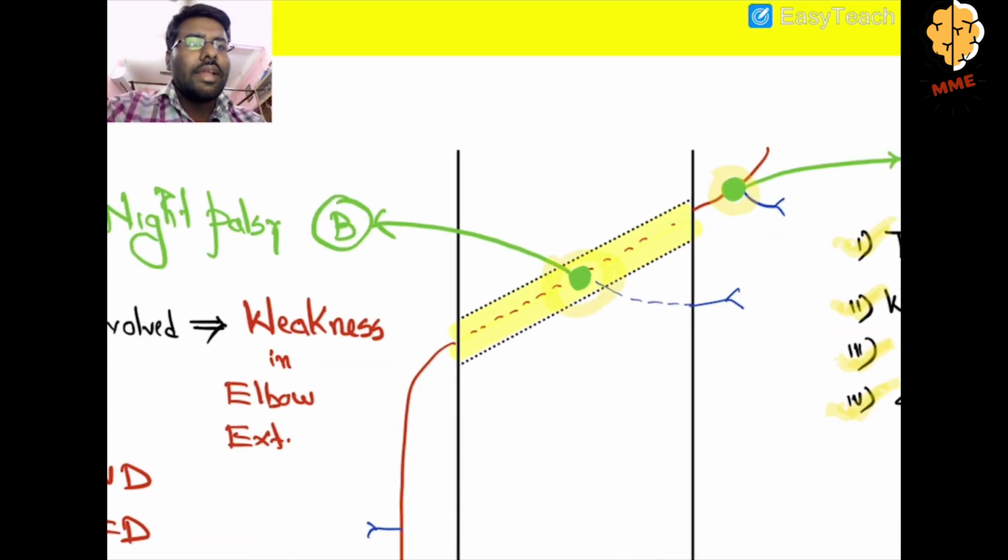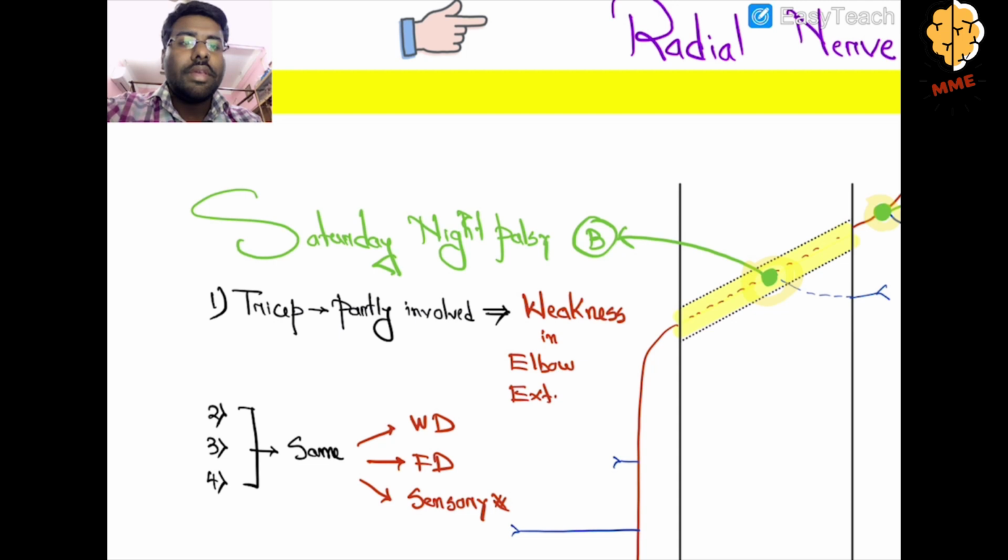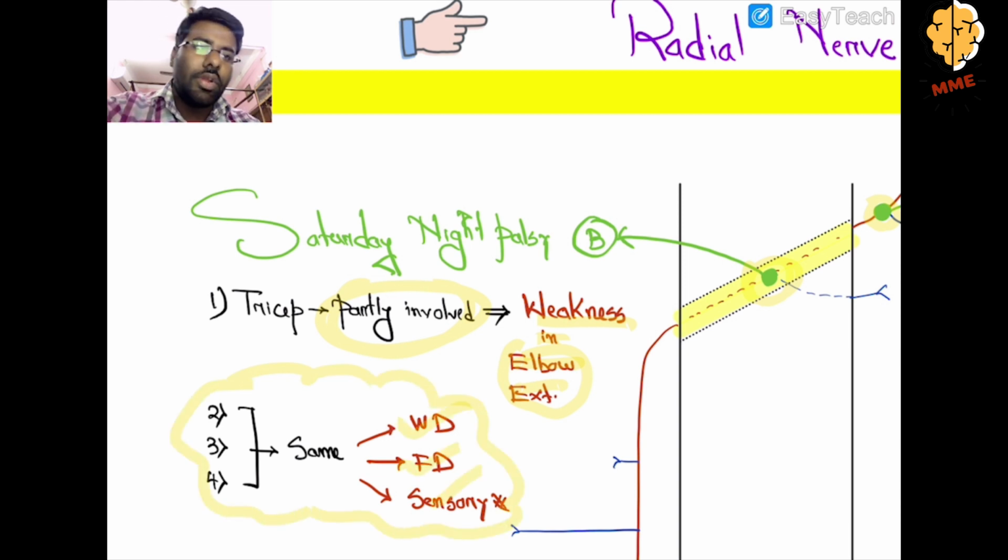Okay, coming to the spiral groove. In the spiral groove injury, the triceps branch is already given off, so it is only partly involved, so there is no flexed elbow, but there is weakness in elbow extension. And the other three are the same: wrist drop, finger drop, and sensory loss.